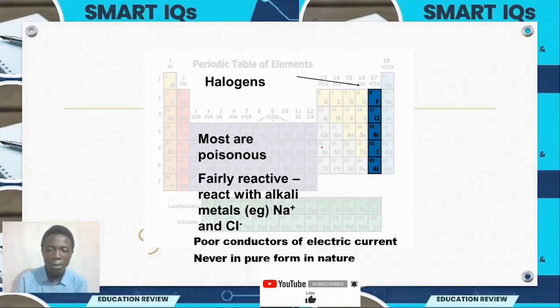Most of them are poisonous, and they are fairly reactive, especially with alkali metals, where we have sodium reacting with chlorine. Are we together? Okay, sodium reacting with, of course, chlorine. Then we will get sodium chloride. We get what? Sodium chloride. Good.